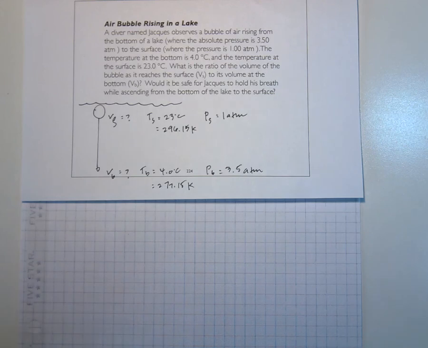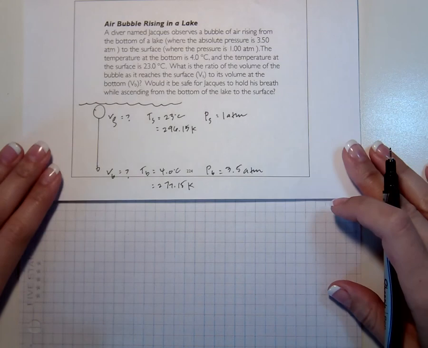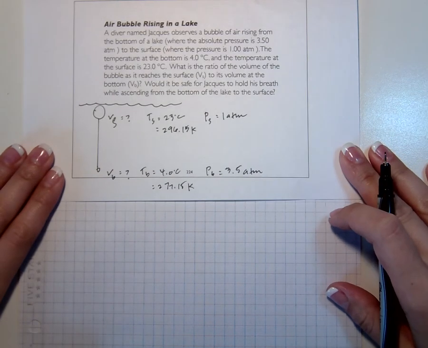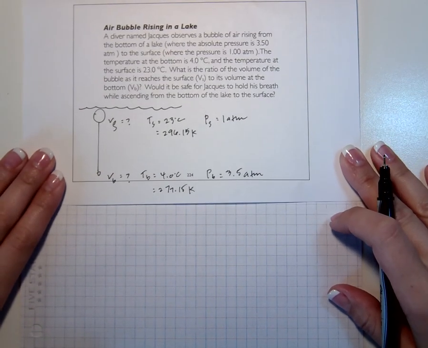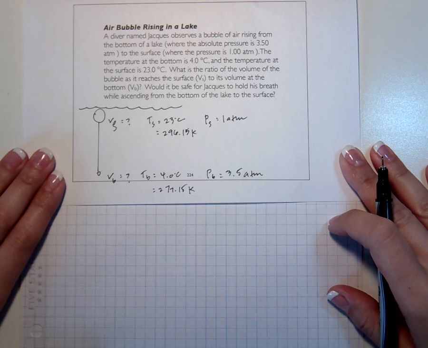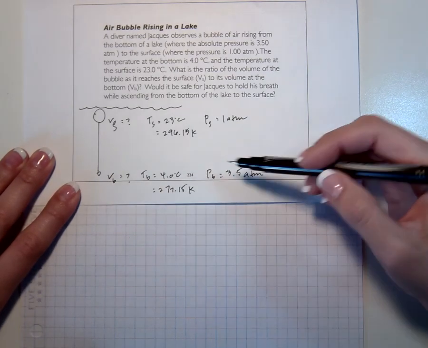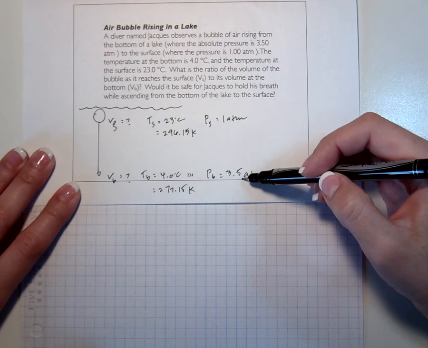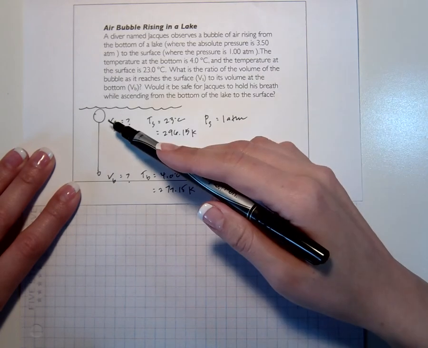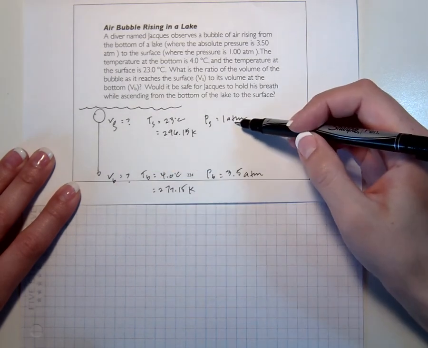Okay, so this is from Mastering Physics Chapter 16, and this is the problem called air bubble rising in a lake. So the problem is this. You have a diver named Jacques. He observes a bubble of air rising from the bottom of a lake, where the absolute pressure is 3.5 atmospheres, to the surface, where the pressure is 1 atmosphere.